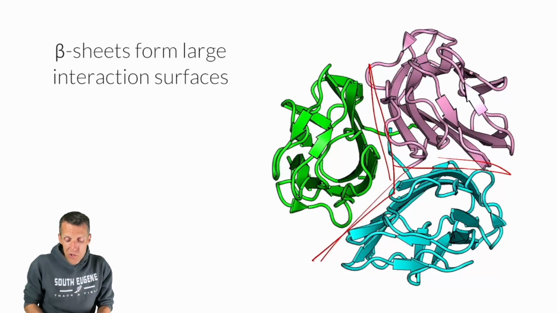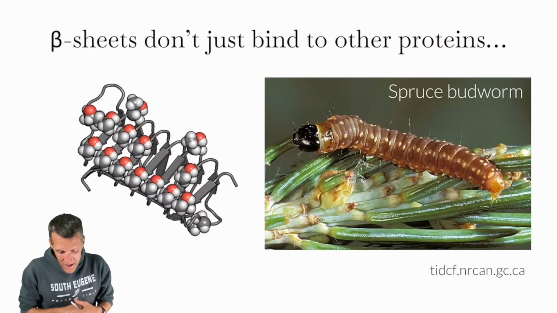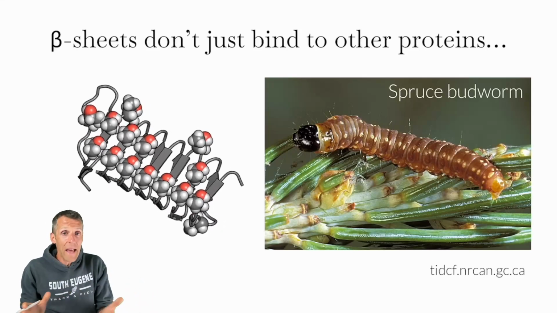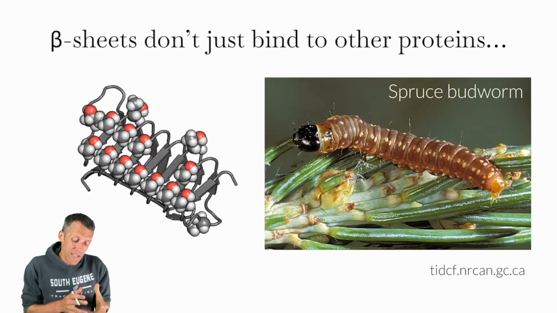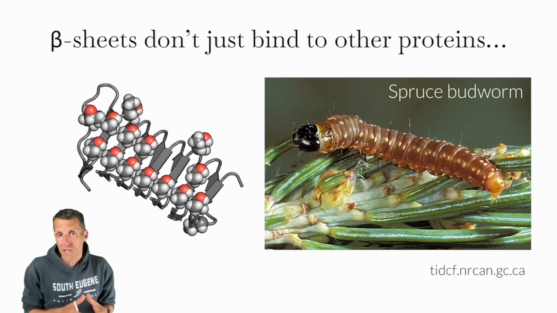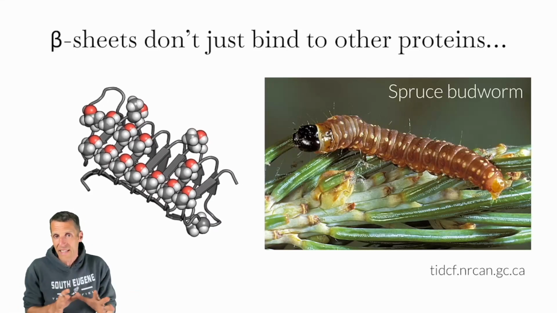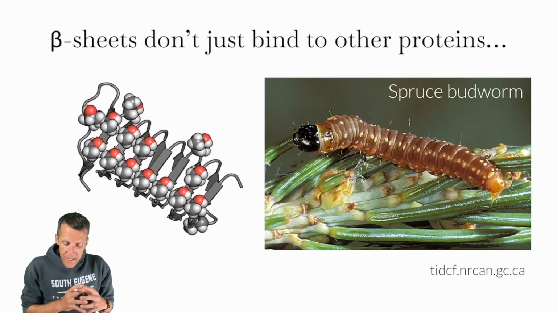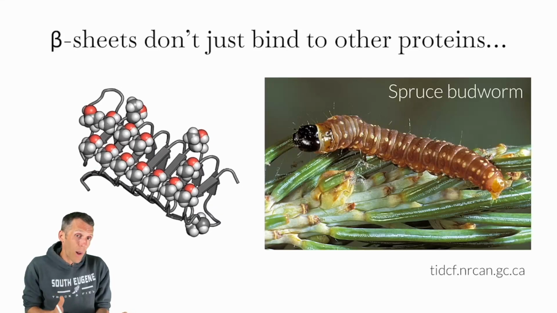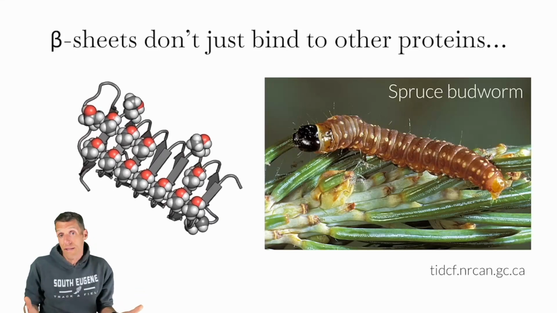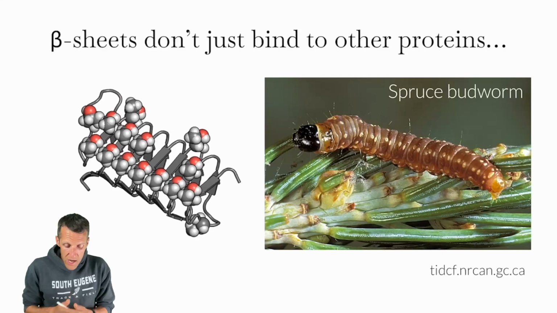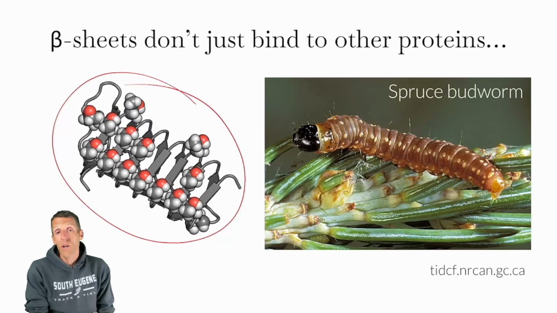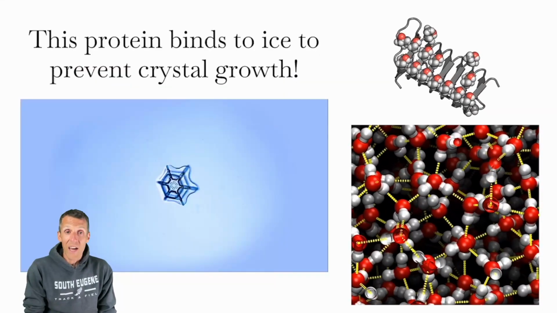Now those interactions actually don't have to be just between proteins. I thought this was a fun enough example, I just had to add it. This is a protein that is produced by the spruce budworm, which is a pest that's causing all kinds of problems in Canadian forests. And since it lives in Canada, one of the big problems this bug faces is it freezes, right? There's a lot of cold that it has to deal with. So it makes this protein here, which binds to ice.